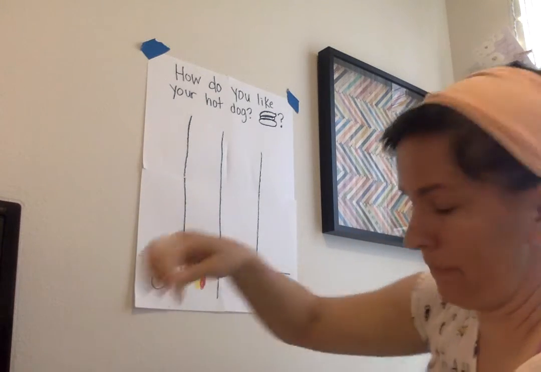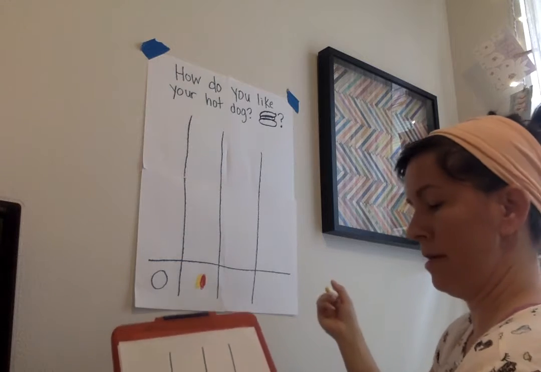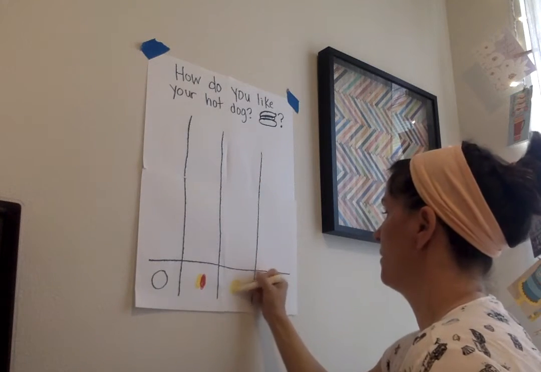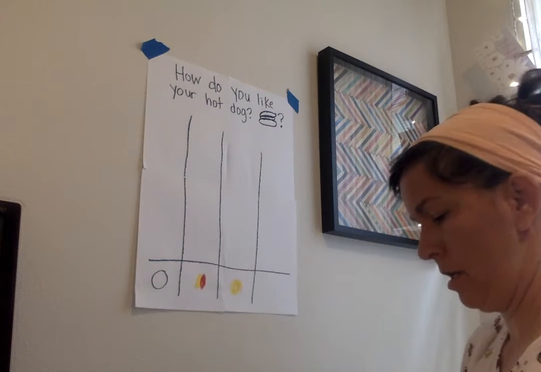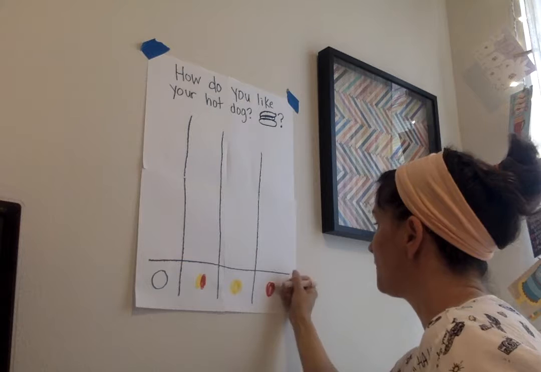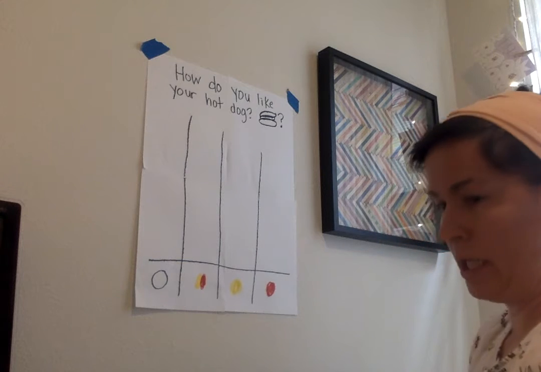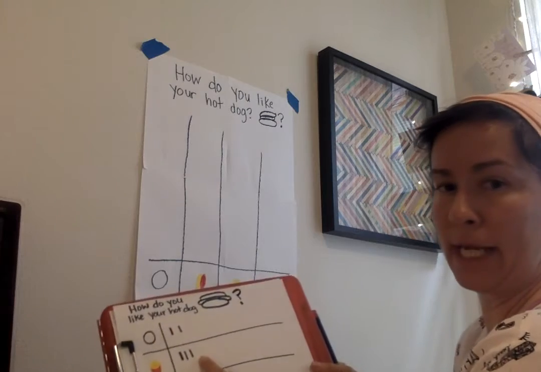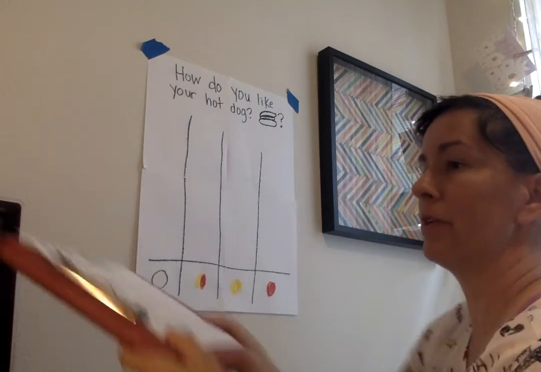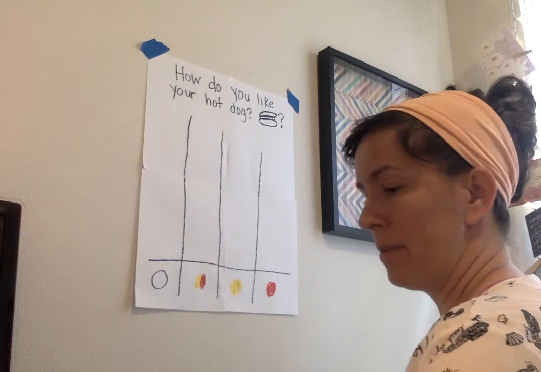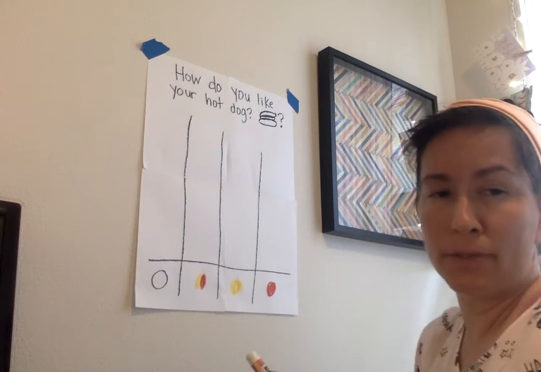And then people that like just mustard, and then people that like just ketchup. Okay. Another way you can make on your big chart, instead of doing the lines, it might be kind of fun to do little pieces of paper or paint if you want to.